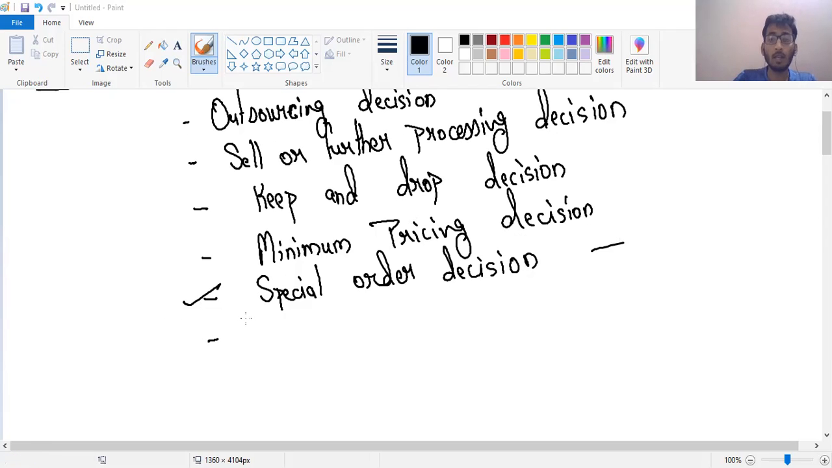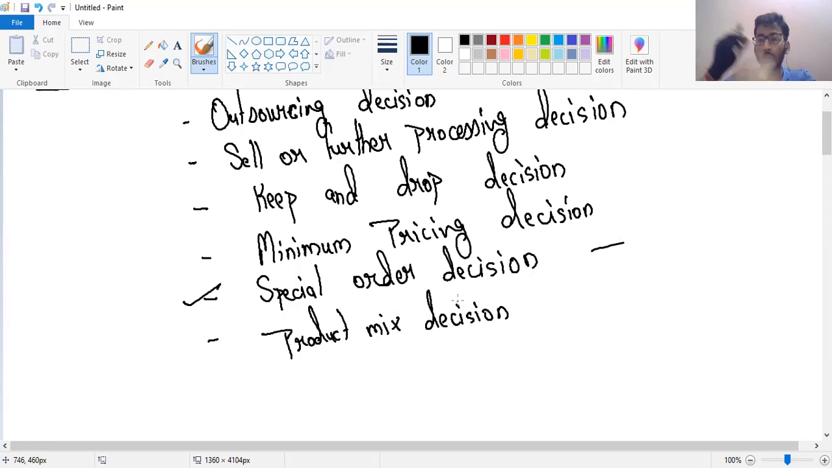And the next decision is product mix decision. So basically, I am making three products. What should be the mix? Like, due to some reason, I cannot make all these three products in full. So in what ratio should I make all those products? So this would be the product mix decision. Product mix decision is really good. I mean, when we read this, it would be a really interesting decision. Okay, so today we are starting, as I told you, with special order decision.